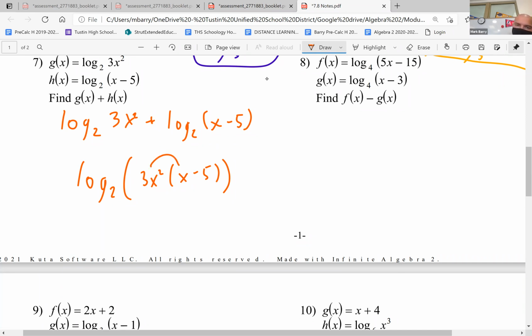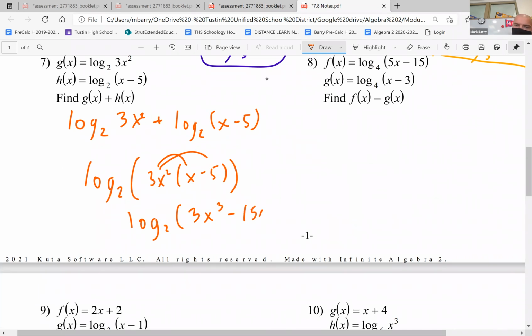I would then go ahead and distribute into there. So 3x squared times x would be 3x to the third. 3x squared times -5 would be -15x squared.